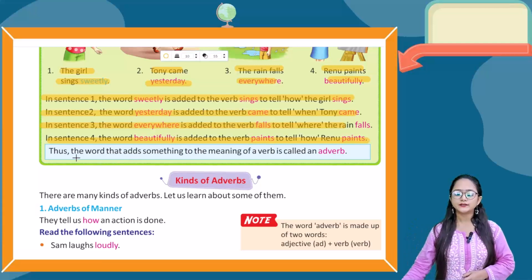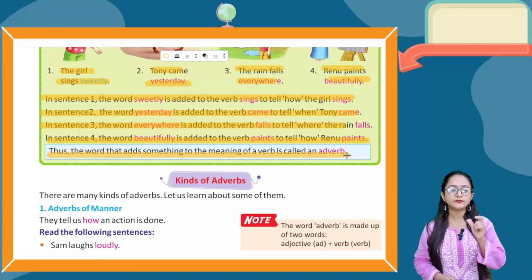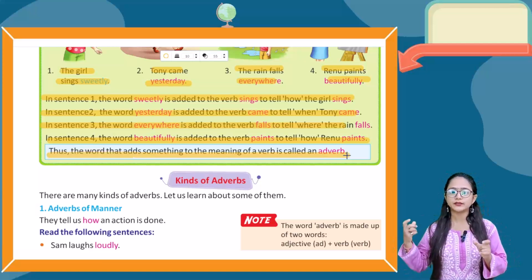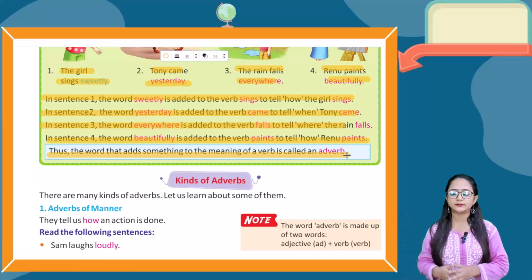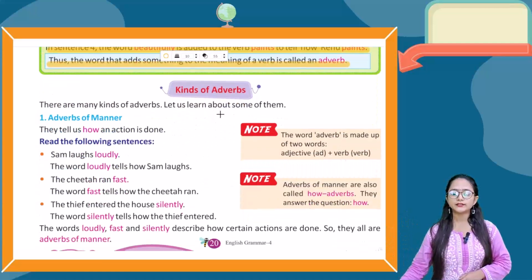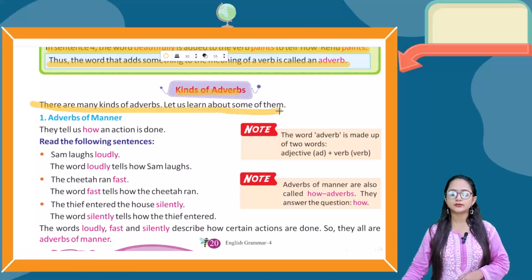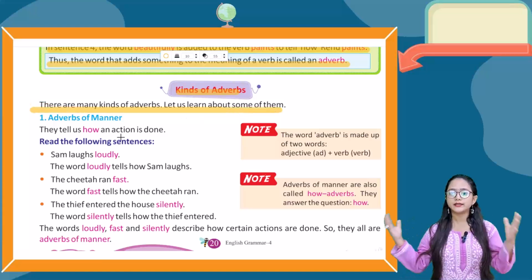Thus, the word that adds something to the meaning of a verb is called an adverb. Now let's talk about kinds of adverbs. There are many kinds of adverbs. Let us learn about some of them.